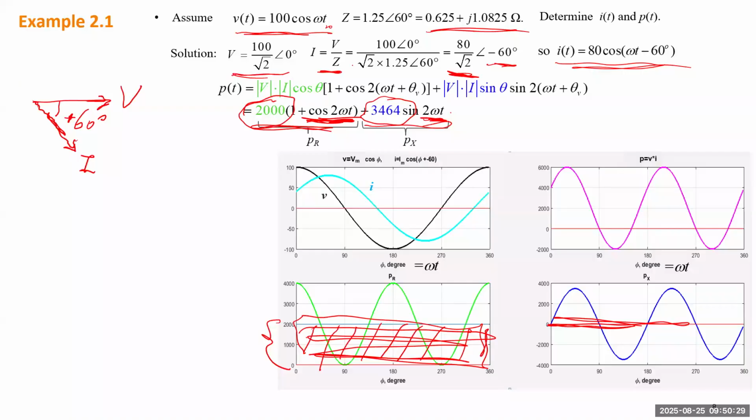But now the green line is actually changing in a sinusoid waveform, and the blue line is also in another sinusoid waveform. That means this load is somehow either inductive or capacitive, but that's not purely resistive. So this blue line really tells it's not a purely resistive load. Okay.